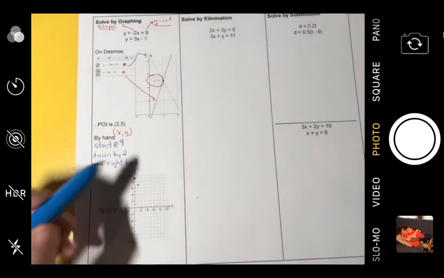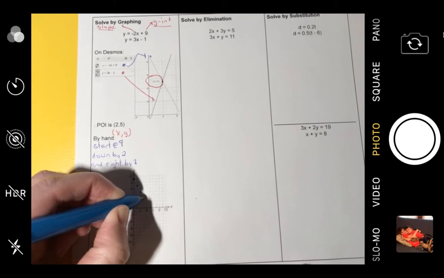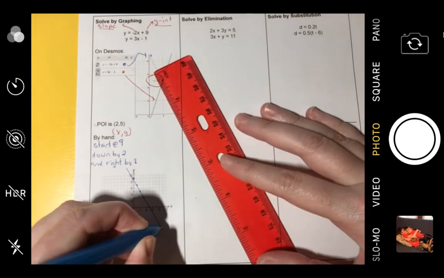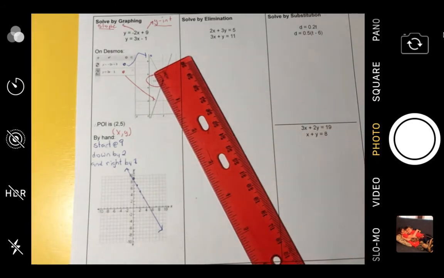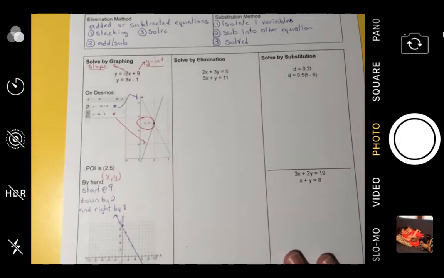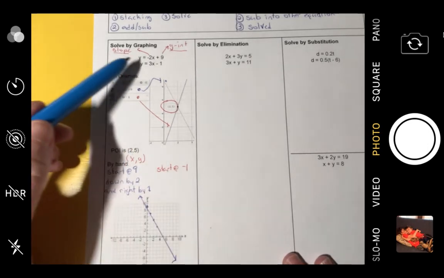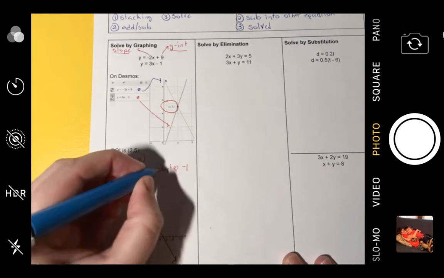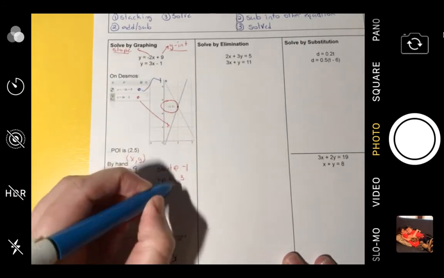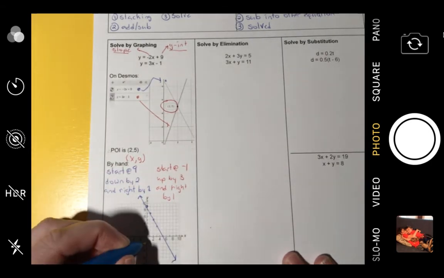Now remember, you can keep going. You can go down by 2, right by 1, and keep doing that. You can, but remember, you only need 2 points to graph a straight line, right? So there's our first line. Then our second line, we're going to do the same thing. So remember, our starting point is -1. So start at -1. And then our slope, because it's a positive number, we're going to go up by 3 and right, because we always go to the right, by 1. Okay, so we're going to start at -1, which is there.